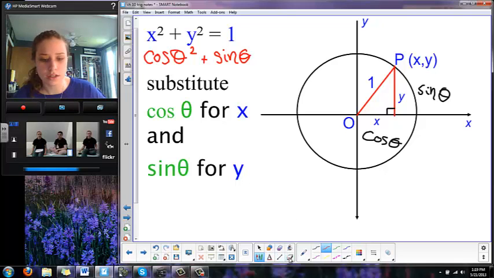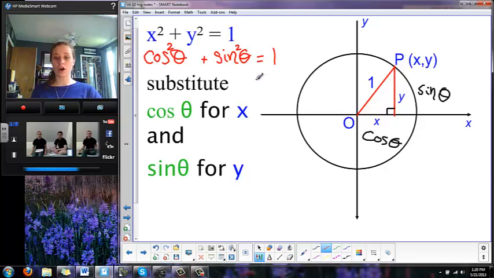Actually, you know what? It's this squared that is supposed to go right here. So cosine squared theta plus sine squared theta is equal to 1. Okay, that's my mistake. So this is what we call our first Pythagorean identity. And the reason why it's called a Pythagorean identity is because it comes from the Pythagorean theorem. So cosine squared theta plus sine squared theta is equal to 1.